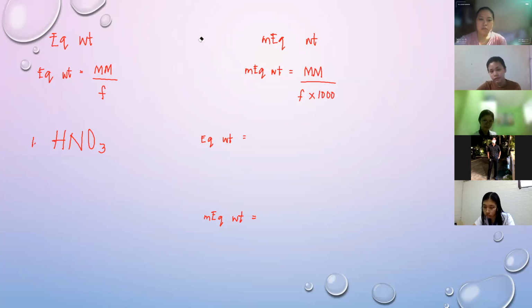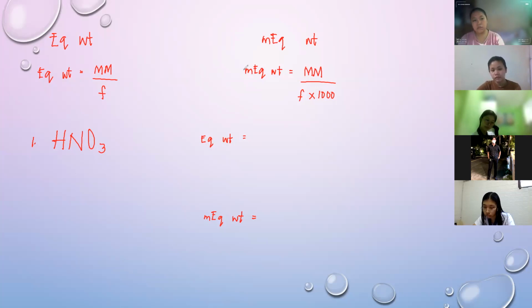Okay, 63, 0.63. Okay, let's see. How do you call this chemical? Ang pangalan nito? HNO3. Acid po, ma'am. Nitric acid, ma'am. Okay, very good. This is the nitric acid.